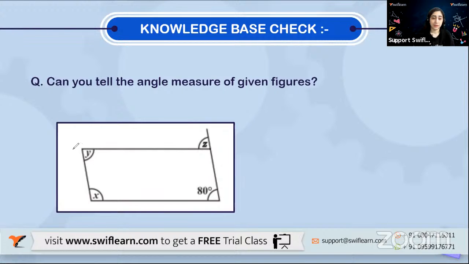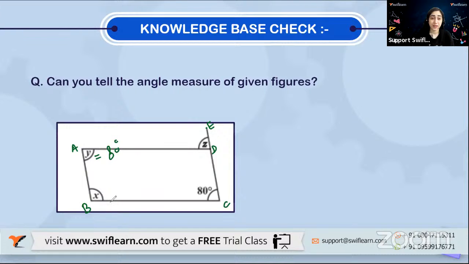Okay, let me name this first. Let it be A, B, C, D, and put E here. So that will be easy. Yeah. So first of all, tell me the value of Y. What would be the value of Y? The value of Y would be 80 degrees. That's right, because it's opposite.